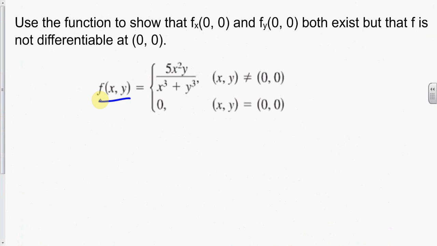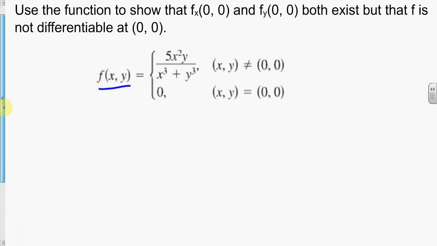But here, this is a function that depends on several things, x and y. So the partial derivatives are continuous, but the function is not differentiable. Okay? So let me show you that quickly.